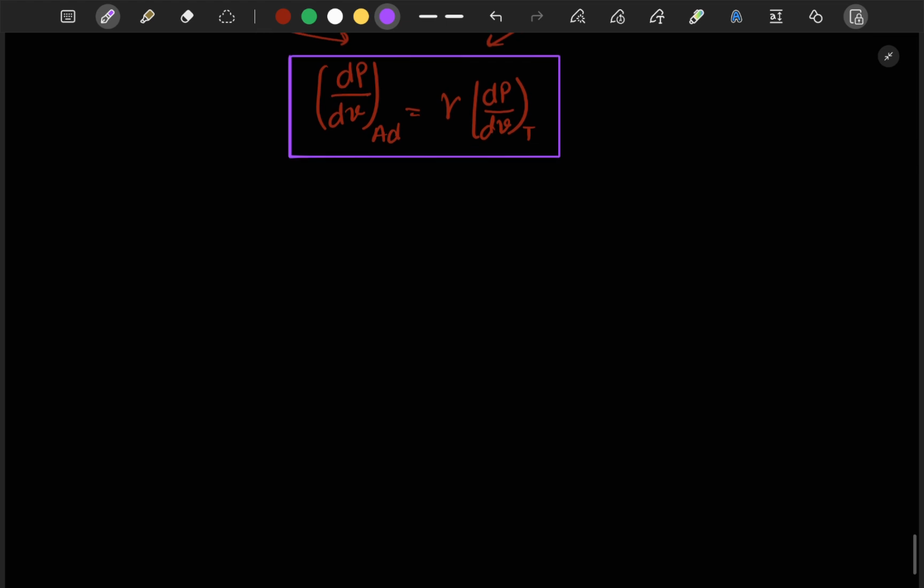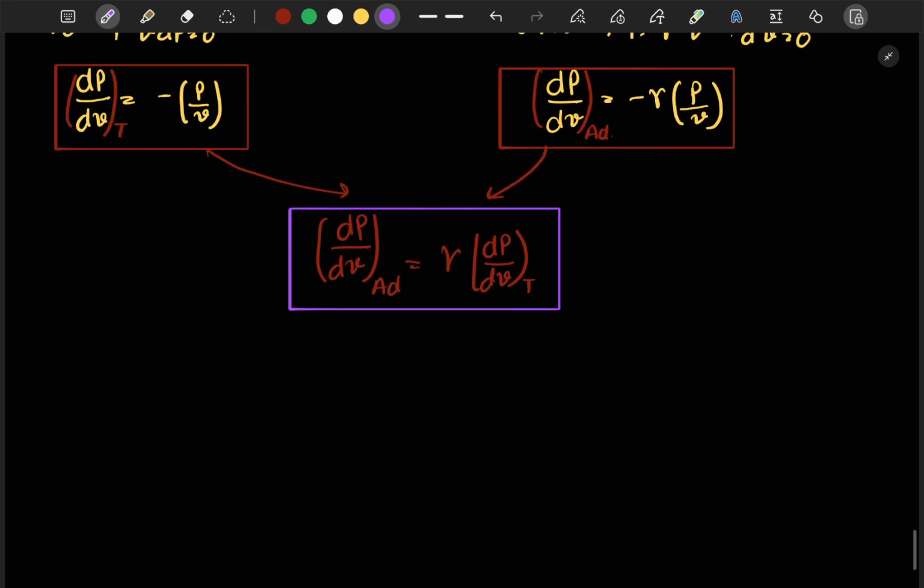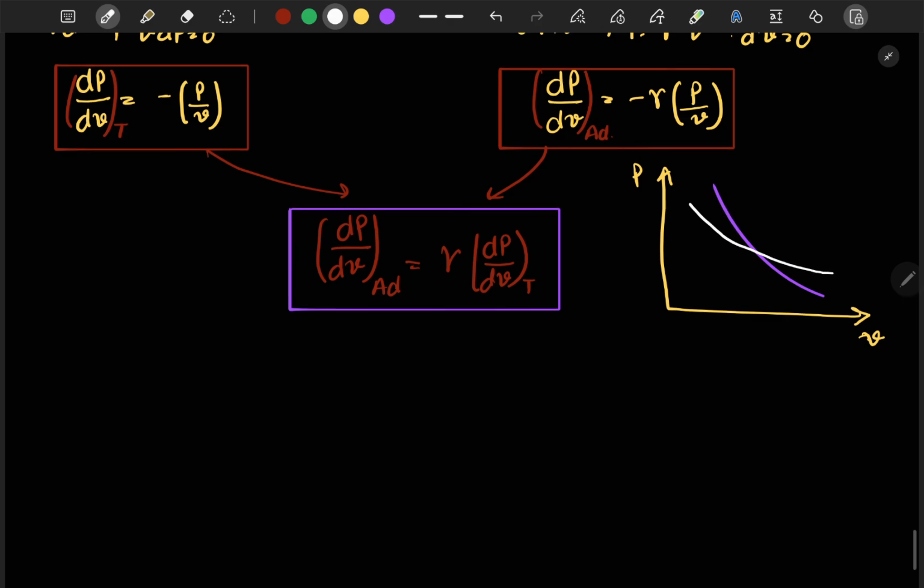Let me draw a rough diagram here and show you how the slopes are. PV. Let's say there are two curves. One is this curve, and the second curve is this. Since its slope is less, this is T equal to constant, and the next one is for adiabatic. The slope of the adiabatic curve is more slanted than the isothermal curve.